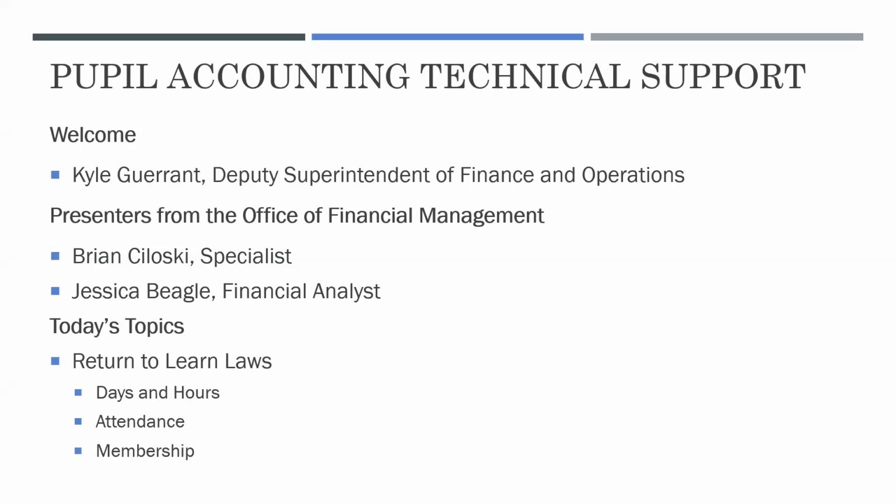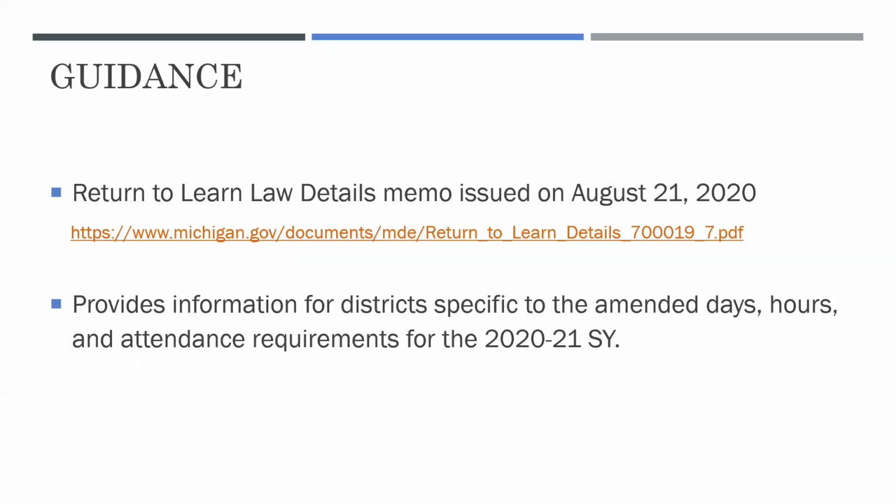Today's topic is the Return to Learn laws. We've issued a couple of memos to the field. The first was a 50,000-foot overview of what Return to Learn does. We followed that memo up with one that provided details specific to the days and hours requirements, as well as attendance. We speak to two-way a bit, and then we briefly will address membership. This information is most important to districts in understanding what days, hours, and attendance are going to look like during the 2021 school year.